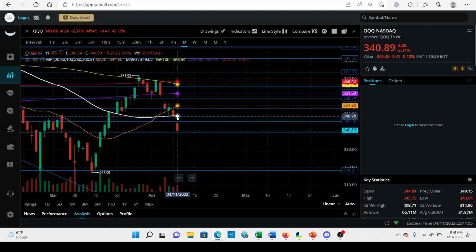Now we left this huge gap here, an $8 gap. So we have an $8 gap here. And we have another massive gap right here. This is all the way at around 360. What's this right here?